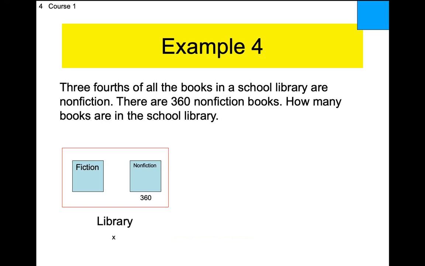So 3/4 of X is what in our picture? 360. Let's set up the equation first. 3/4 of what, X, is equal to 360. There is your equation.